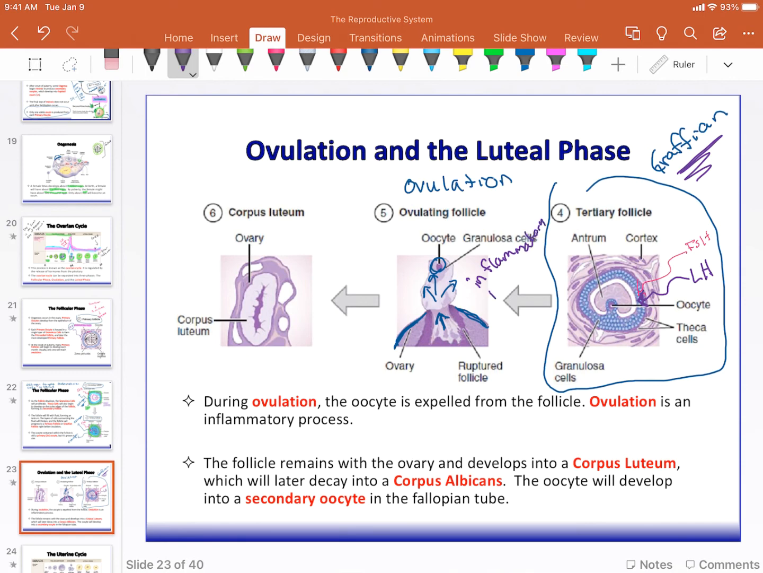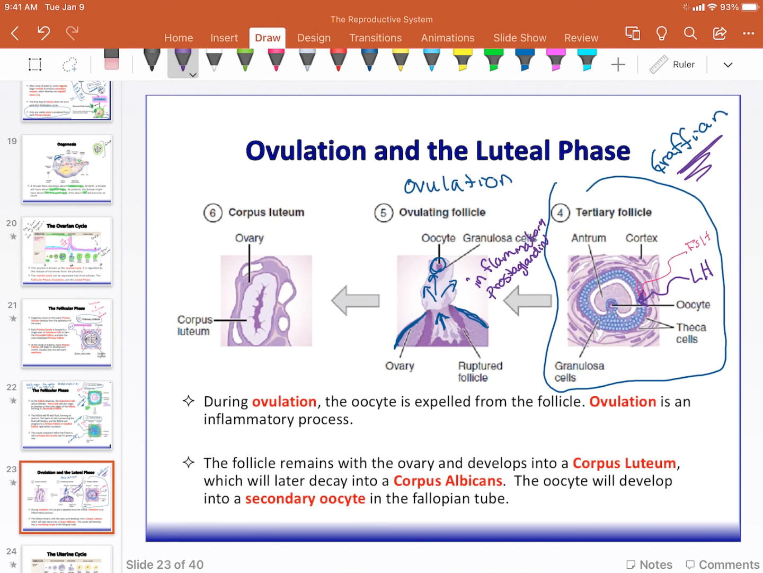It does involve prostaglandins. Most women don't feel this, but there are some sensitive women who will actually feel a twinge that is associated with ovulation because of the inflammatory process, this prostaglandins.